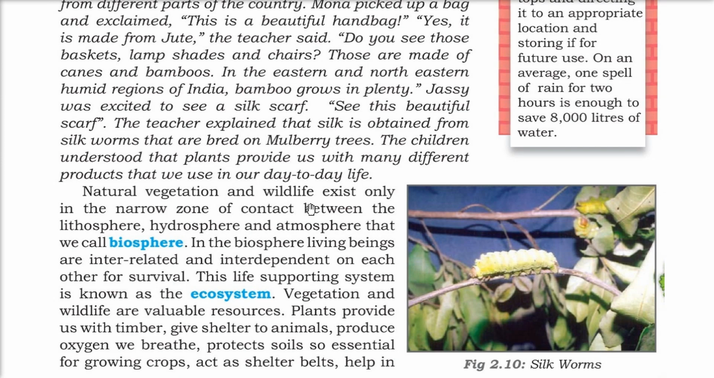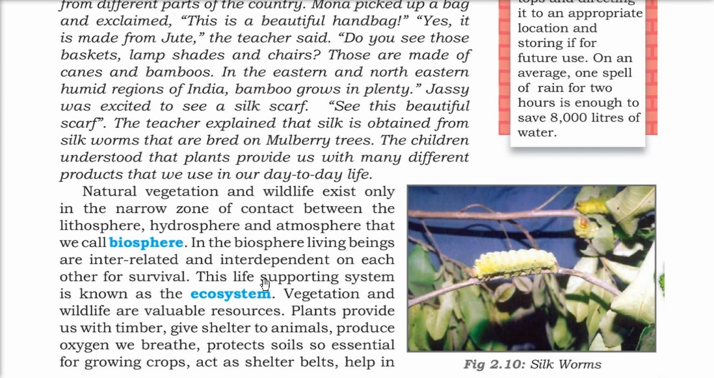So natural vegetation and wildlife exist only in a very narrow region which is called the biosphere. We have already recalled that where the lithosphere, hydrosphere and atmosphere combine, there is the biosphere. All the living beings in this biosphere are interdependent and interrelated for their survival, and the life supporting system is known as the ecosystem. So vegetation and wildlife are very valuable resources for us.